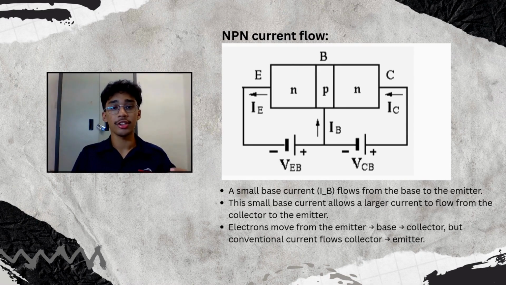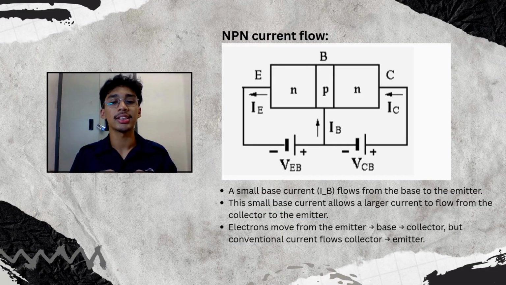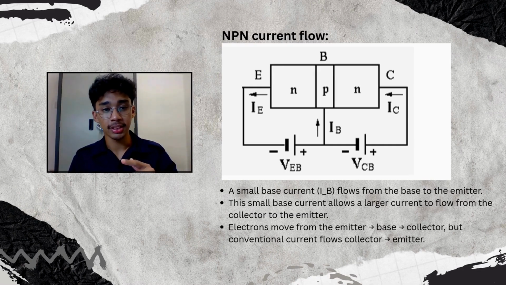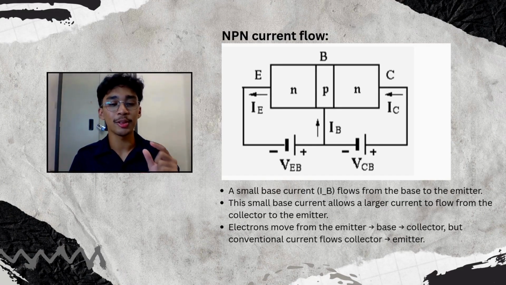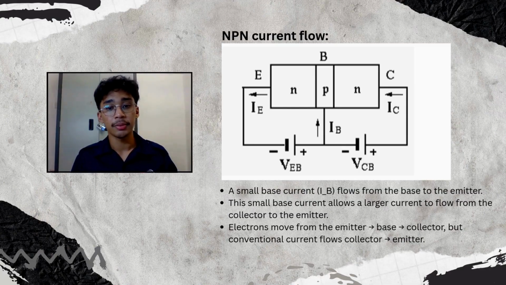This is the diagram for the NPN current flow. The structure consists of an N-type semiconductor, a P-type semiconductor, and another N-type semiconductor. In this type of transistor, a small current flows from the base to the emitter. This small base current allows a larger current to flow from the collector to the emitter, because electrons are the main charge carriers and they move faster. NPN transistors are widely used in many electronic circuits such as amplifiers and some switching devices.